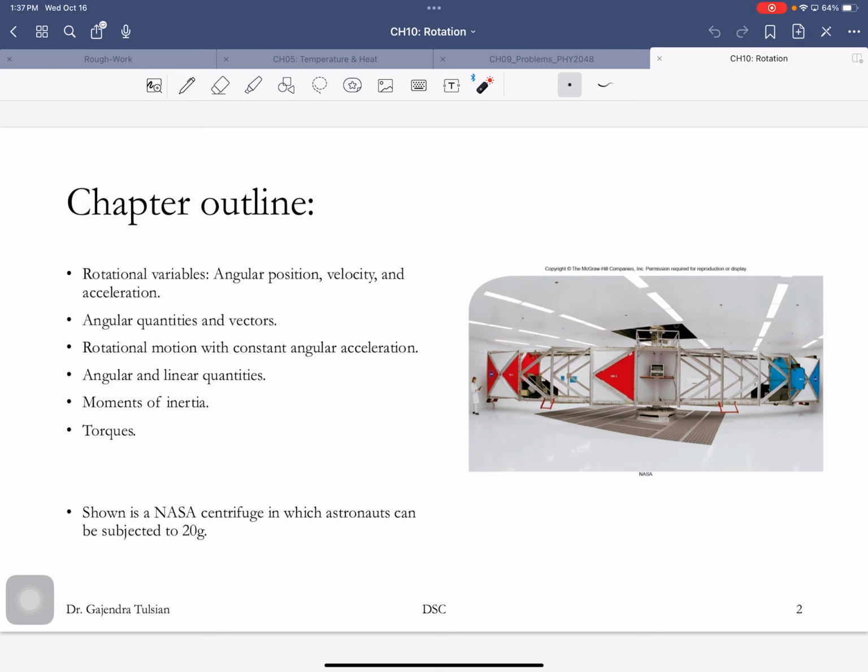Rotational variables: you saw angular position will describe the position of the object, and we will define angular velocity and acceleration. By the way, this is a centrifuge, in Houston, I believe. With this thing, astronauts can be subjected to 20 Gs. They spin this fast, and you can put an astronaut here with their head like that, laying down. What does this do?